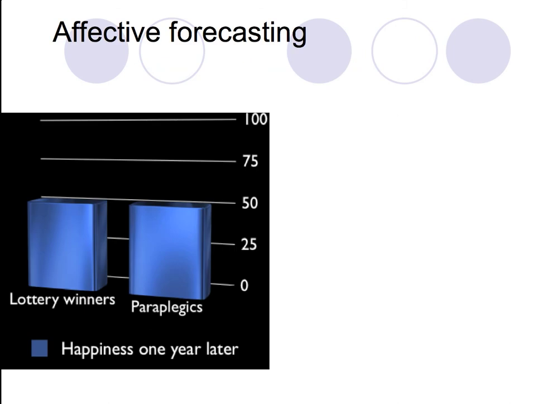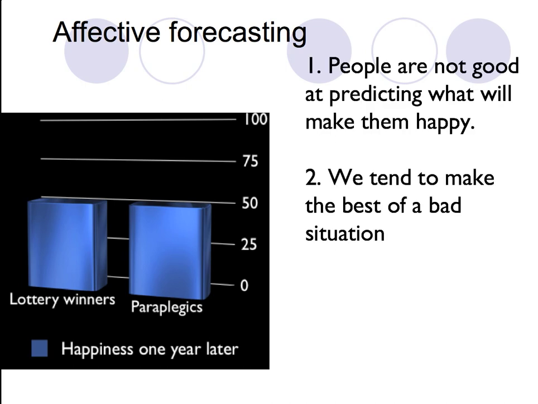What I showed you is fake data. It turns out that lottery winners and paraplegics are just as happy one year after an event. So that's kind of shocking news. And you might think that this tells us a lot about our ability to predict the future, and it does. What we've learned from these experiments is that people are not very good at determining what will make them happy. And it also shows us that we tend to make the best of a bad situation.